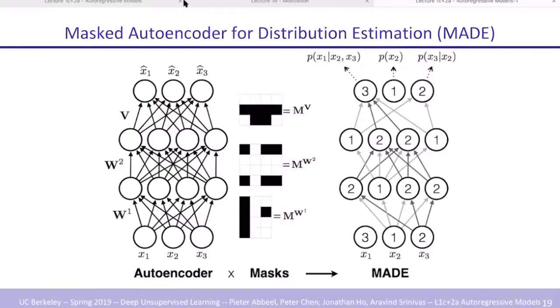So, where was I? Okay. Masked autoencoders for distribution estimation, right? You want to learn this autoregressive framework. So how do you do this? The first thing about autoregressive models is that you don't want to look into the future. You don't want your X2 to look into X3, because that defeats the whole point of autoregressive models in the first place. So to prevent the ability to look into the future, they use masking.